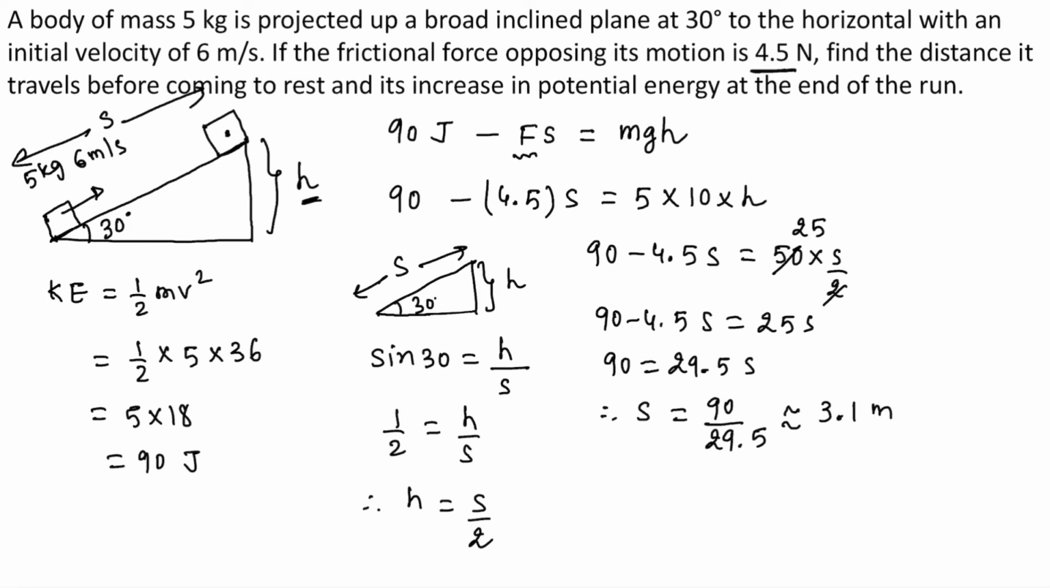We also want to find out increase in the potential energy at the end of the run. So increase in the potential energy, or U is equal to mgh, mass 5 kilogram, g 10, h is equal to s by 2, that is 3.1 divided by 2. So here we get the answer 77.5 joule. That is the increase in its potential energy at the end of the run.